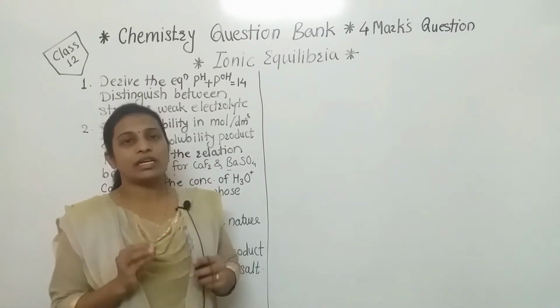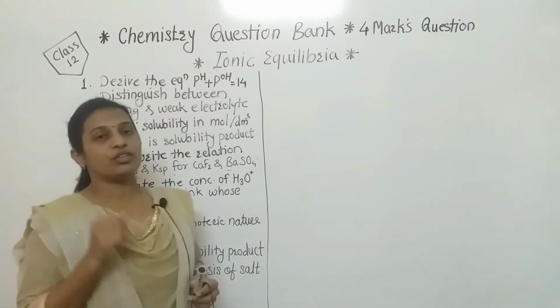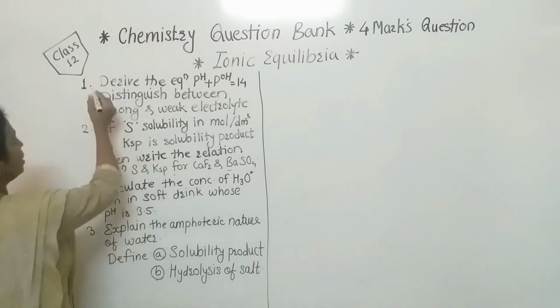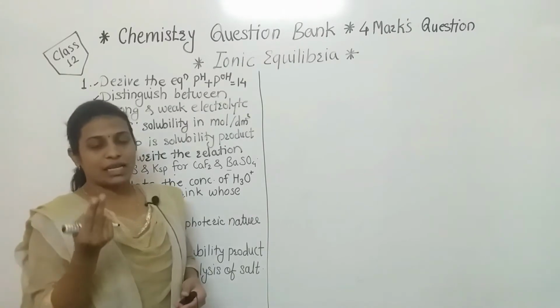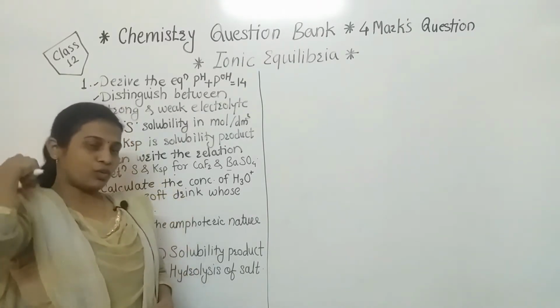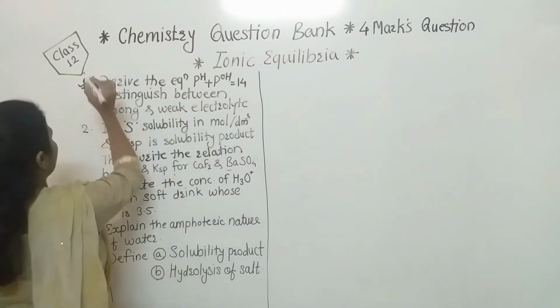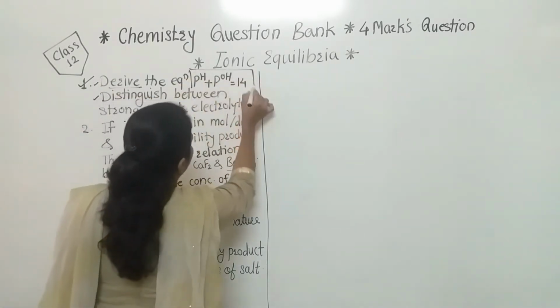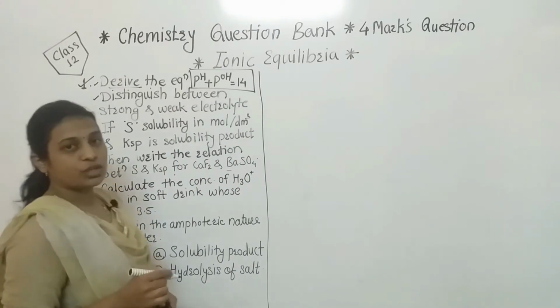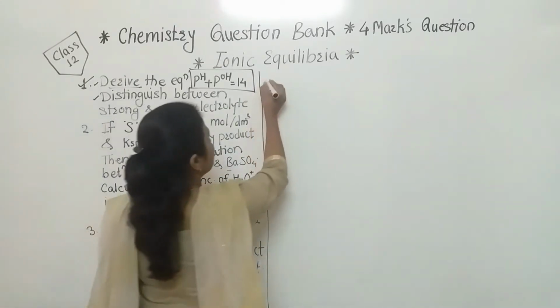Here there is no direct question, one question for the 4 marks. Here you can observe that one question is for the 2 marks and the second question is for the 2 marks. Like that they have given a 4 mark question. So in that first question, we have to derive one equation and that equation is pH plus pOH is equal to 14. Now how to derive that equation?